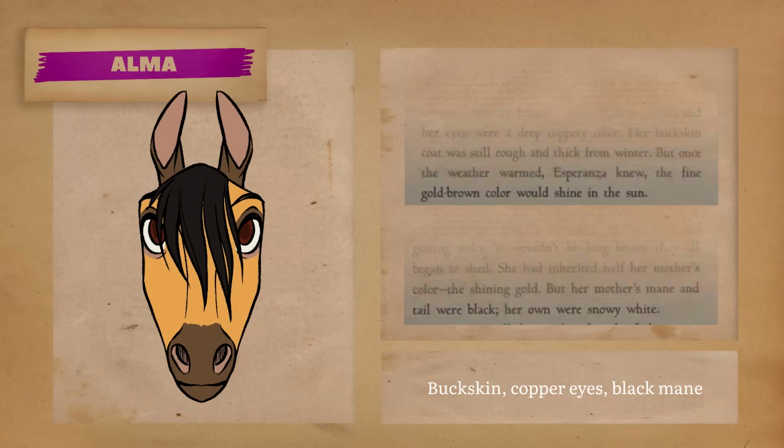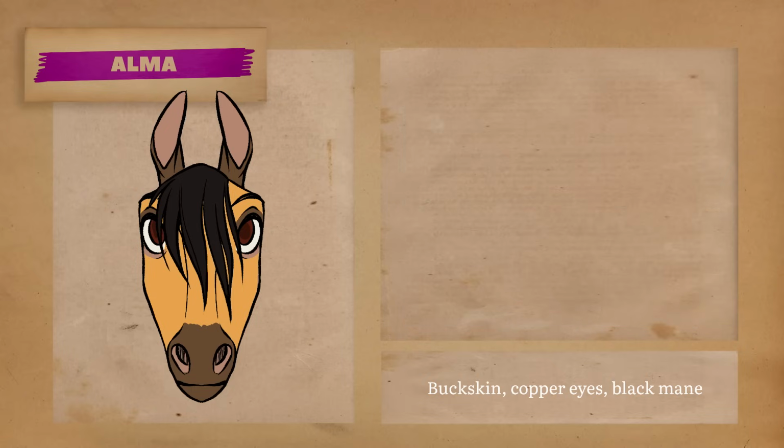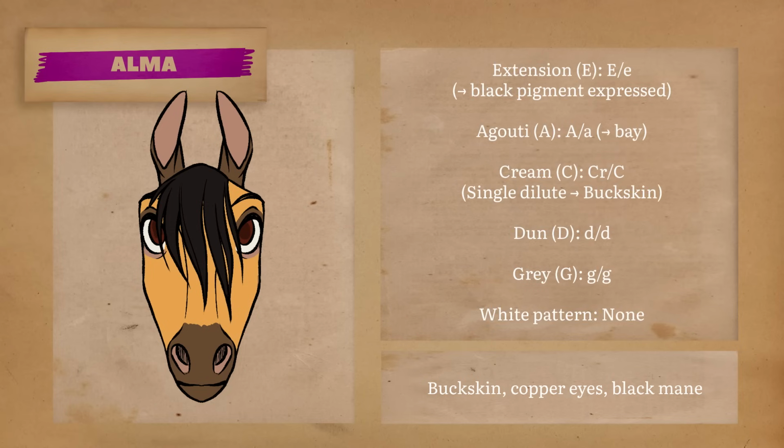Now that's all of the description that we have of Alma, but that's all we need. So let's get into it. We know that her color is a buckskin, so that means that she needs at least one capital E for the extension gene for that black pigment to be expressed. When we have a look at the Agouti gene, she's also going to need at least one capital A to make her bay colored. Because of the capital E, she can express the Agouti, resulting in the black mane and tail.